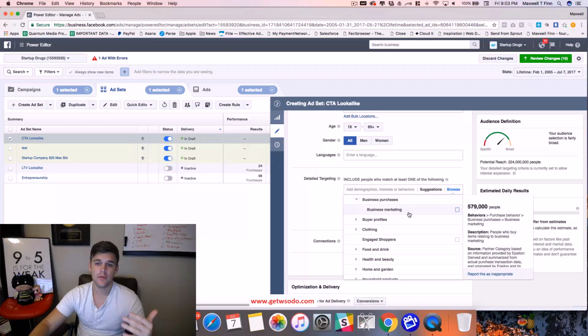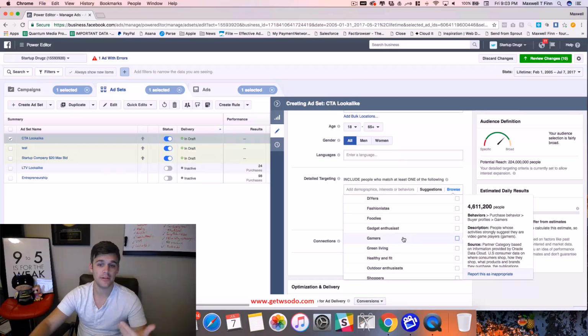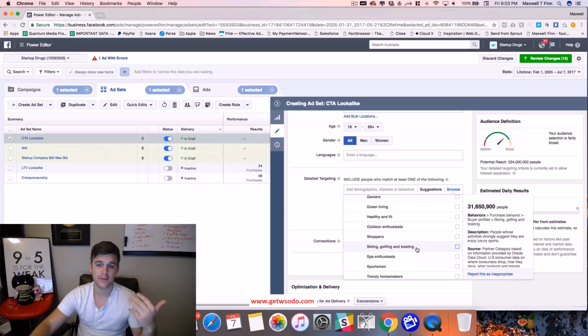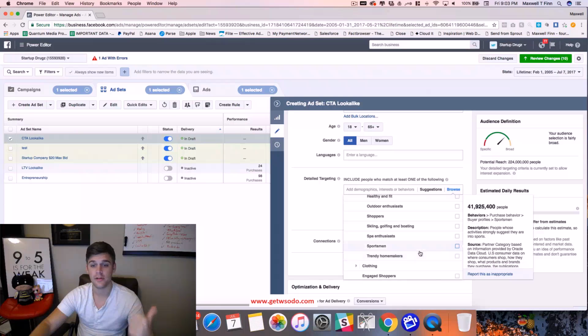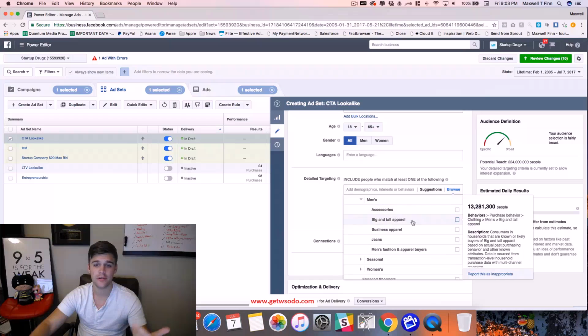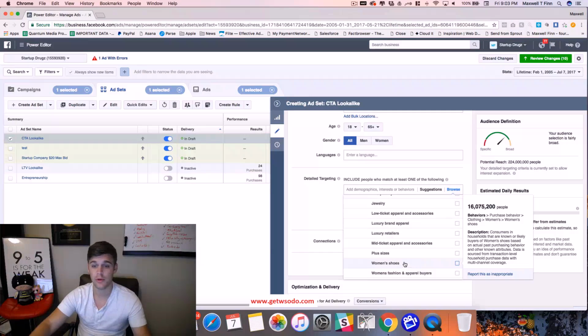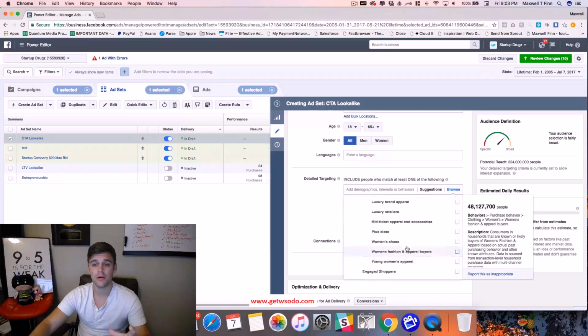So you have types of business purchases they make, buyer profiles. Are they coupon users, fashionistas, foodies, gadget enthusiasts, gamers? Are they skiing, golfing, and boating enthusiasts, spa enthusiasts, trendy homemakers? What type of clothes do they buy? Do they buy men's t-shirts, accessories, big and tall? Do they buy women's fine jewelry, luxury brand apparel, accessories, business apparel for women, plus size clothing for women, women's shoes, young women's apparel? This helps you build really, really detailed audiences.